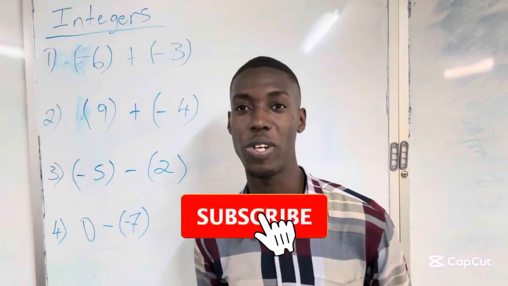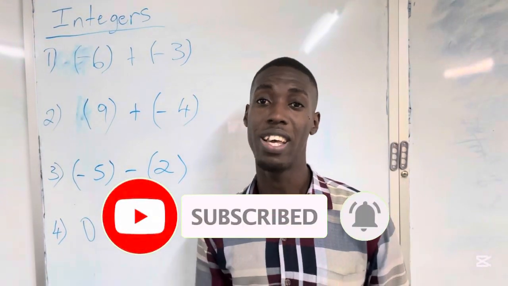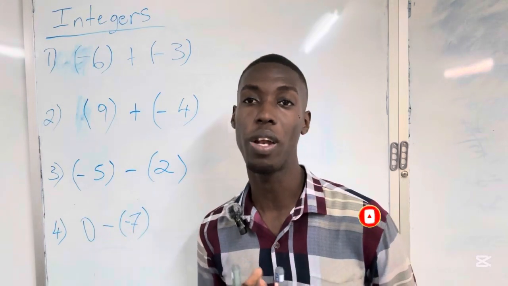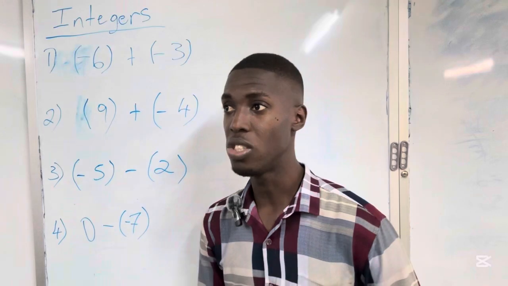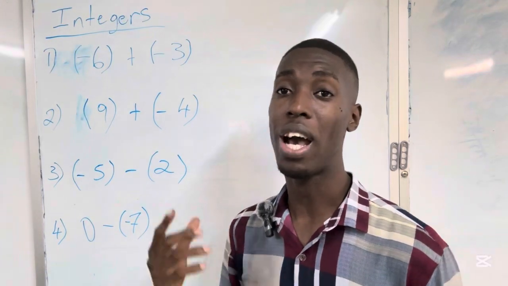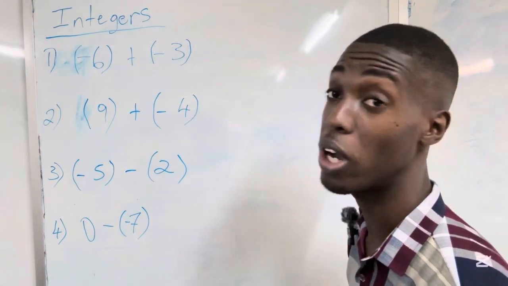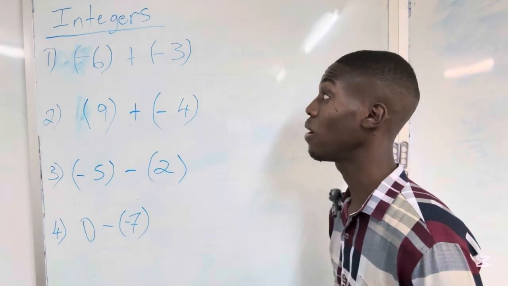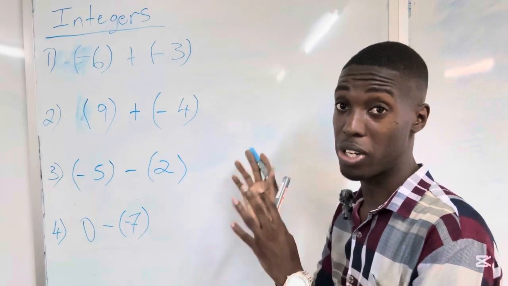Alright, so in today's video, we're going to compute integers. What are integers? Integers are basically negative and positive numbers inclusive of 0, right? So, in other words, we're going to add and subtract integers, right? So, let's go. In question 1, we have negative 6 plus bracket minus 3, right?